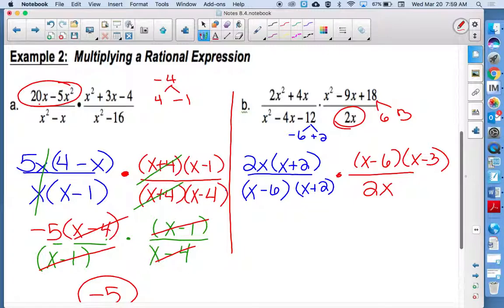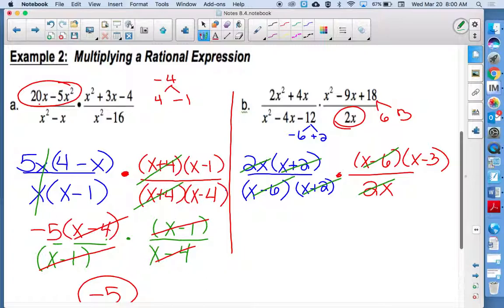Maddie, what do you see that's in common that we can cancel? 2x. So 2x, again, it's all right if they're diagonal from each other. You're cross canceling. What else, Maddie? X minus 6. The x minus 6 and the x plus 2.